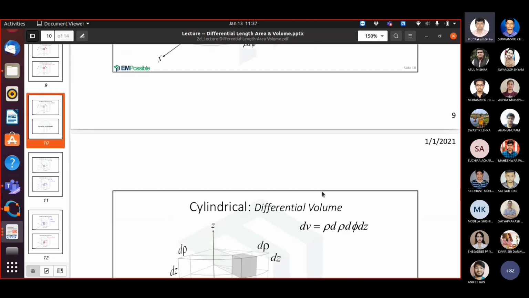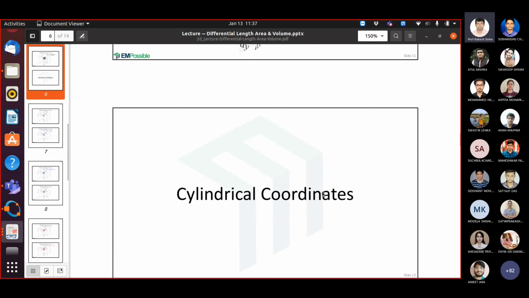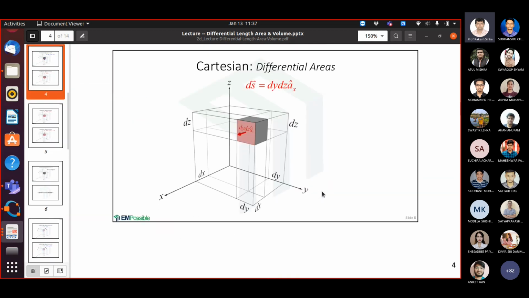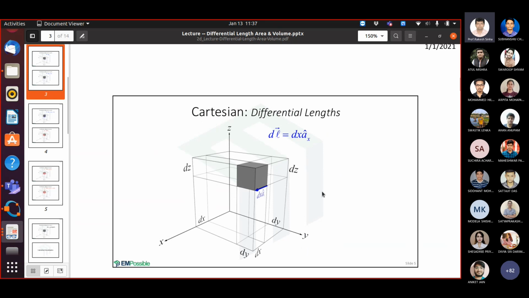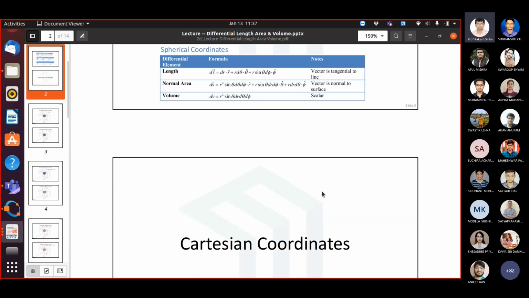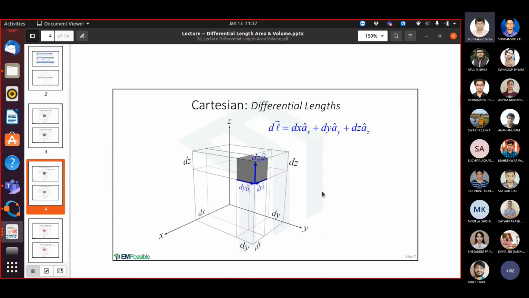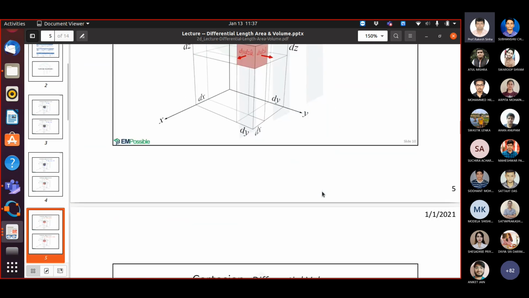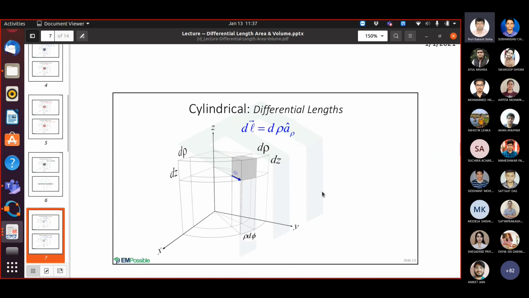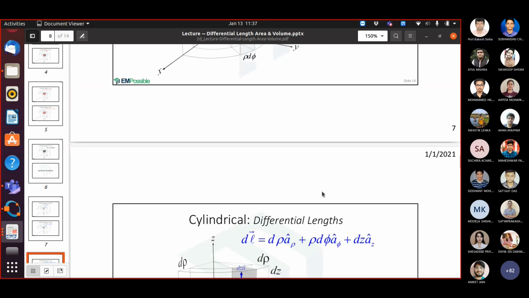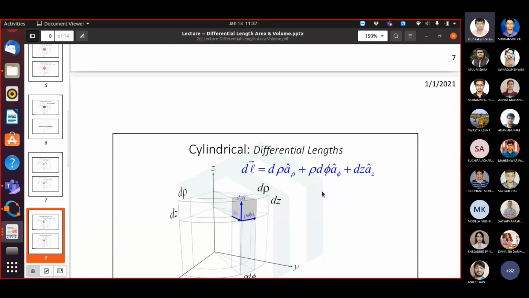Another thing I would like to mention is that from the geometrical concept we can also understand why the differential length in the Cartesian coordinate system and the differential length in the cylindrical system are related. Let's see from the geometry itself how we can understand. In this direction, rho represents a distance, and d rho is an incremental distance.